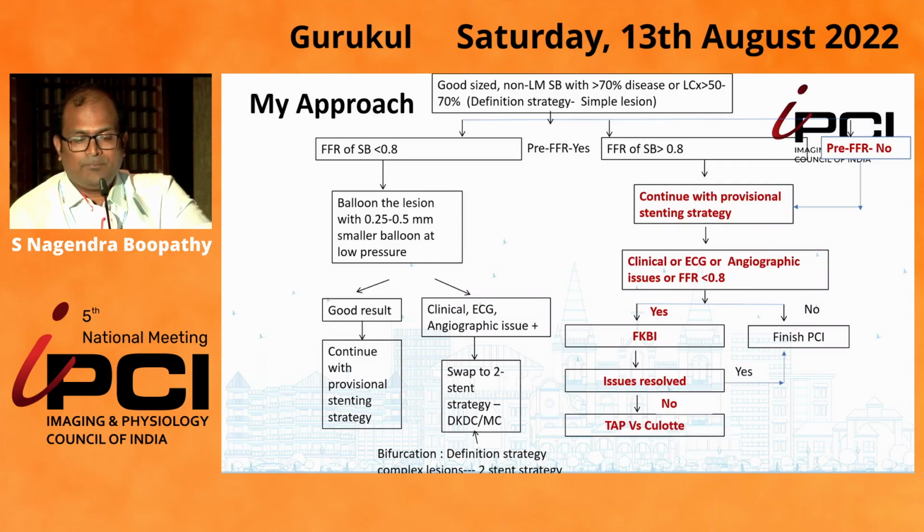So in this particular patient, we went with the provisional stenting strategy. There was some slow flow angiographically. We ballooned it. Kissing balloon was done. The issue didn't resolve because FFR was persistently positive. Then we culotted the patient.